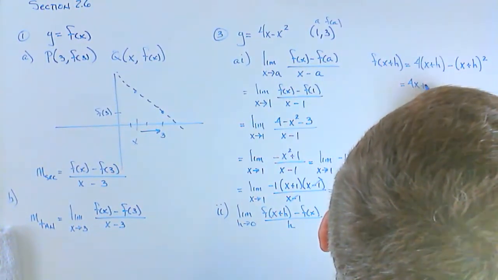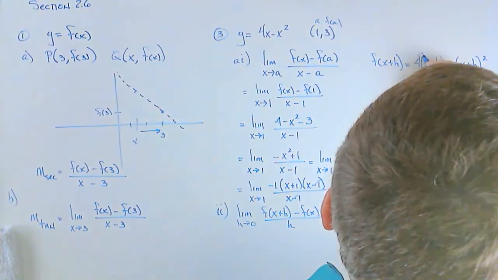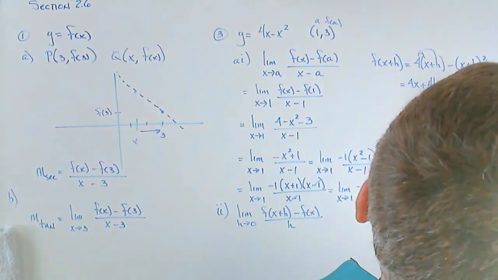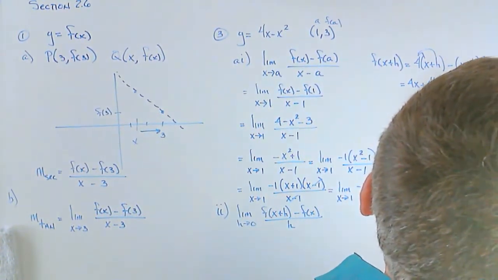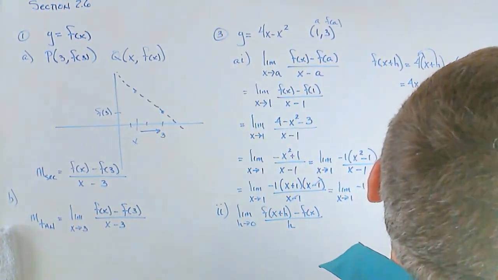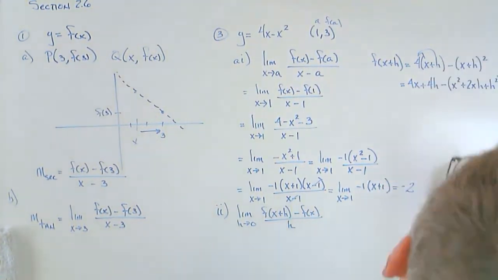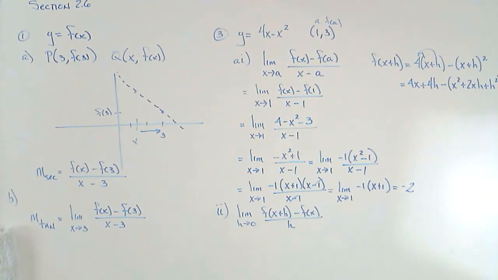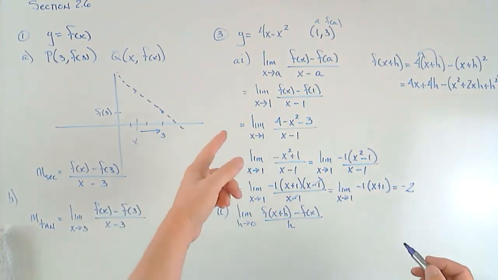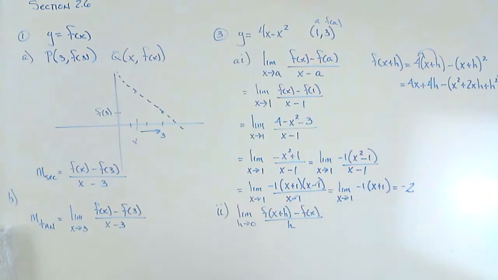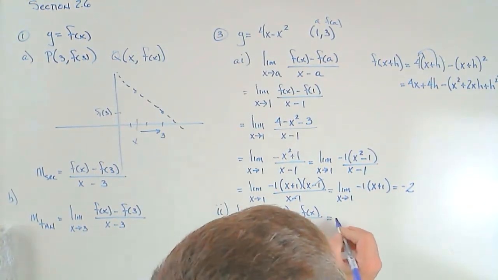4 times x plus 4h, we're just distributing, minus, and when we square this, we get x squared plus 2xh plus h squared. Okay, so that's f of x plus h. Now, f of x is right here, 4x minus x squared. So when we plug that in, what is it going to look like?